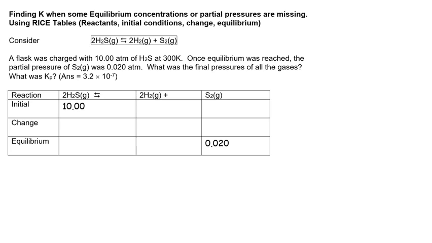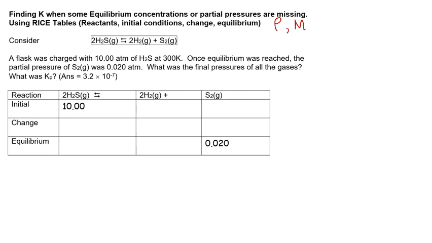Today we're going to be finding the equilibrium constant K when some equilibrium concentrations or partial pressures are missing. Yesterday we had all the final equilibrium concentrations. To do this, we're going to use ICE tables or RICE tables, which are very similar to the BCA tables that you used for limiting reactants. R stands for reactants or reaction, I, initial conditions, C, change, E for equilibrium. You either need to use partial pressures or you need to use molarities.